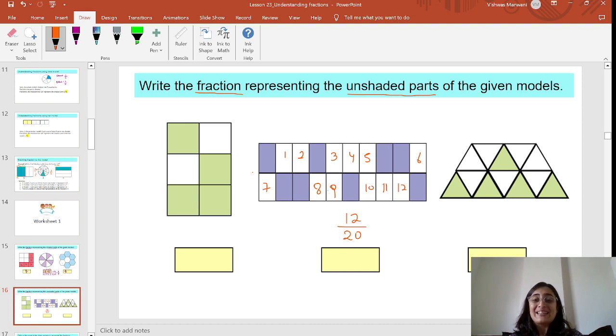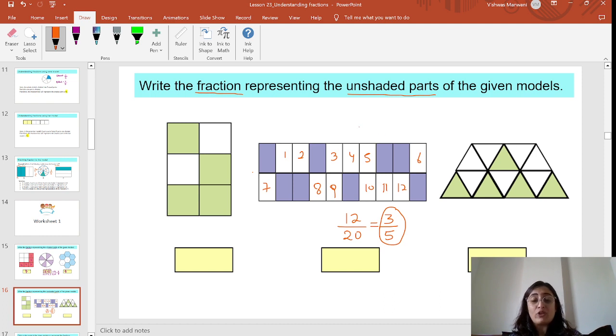Absolutely correct. Both my numerator and denominator are divisible by 4. So why don't we just divide both the numerator and denominator by 4 and convert this fraction to the lowest form? So 12 divided by 4 becomes 3, and 20 divided by 4 becomes 5. So I can say that 3/5 of my image is shaded.